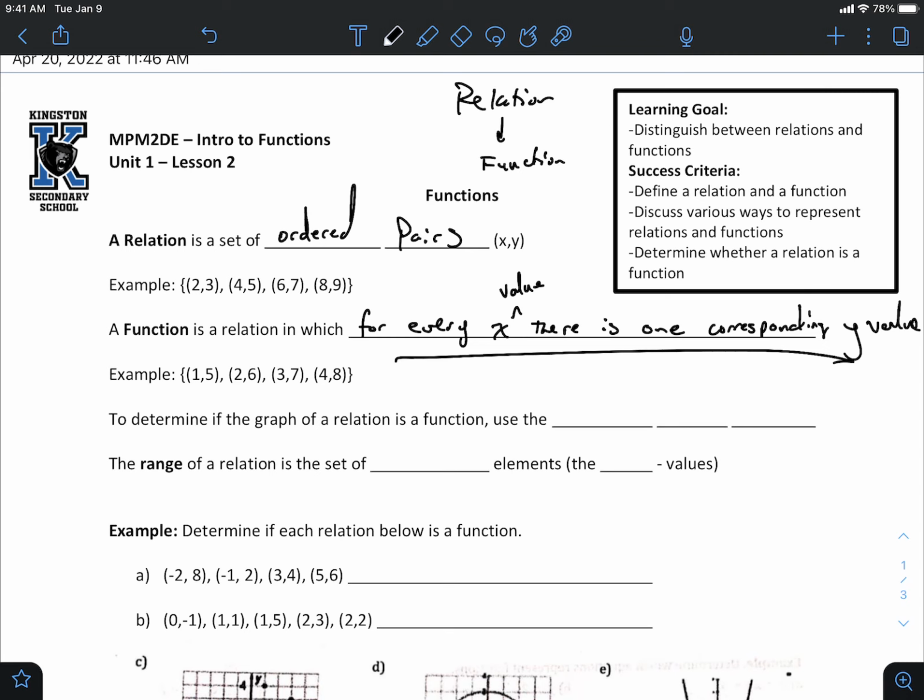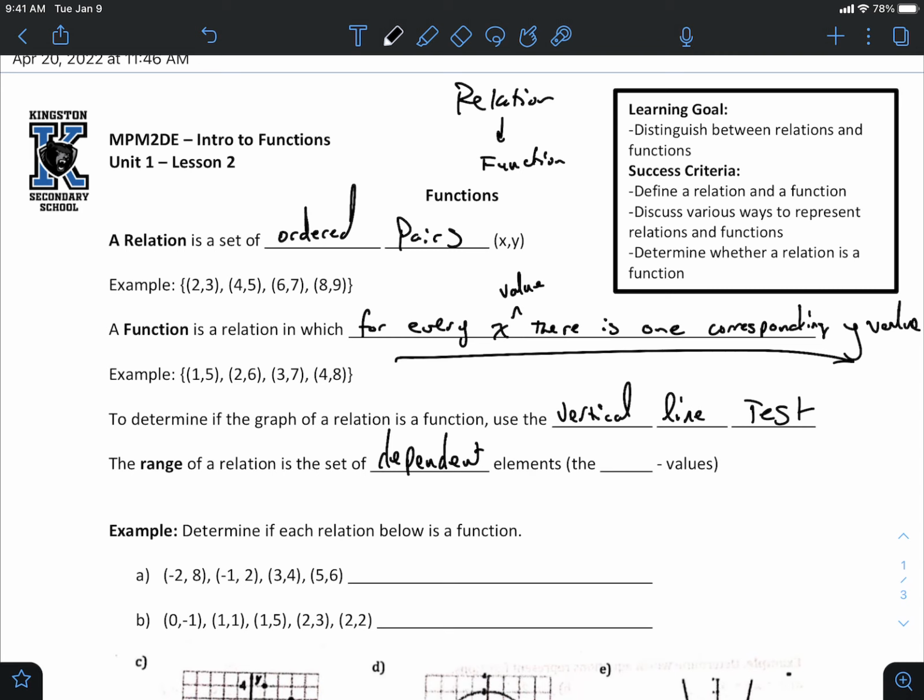Okay, so to determine if the graph of a relation is a function, we're going to use what's called the vertical line test. Okay? And then underneath there, I suppose, I'll write under the range of a relation is the set of, I'm going to use some other terminology that you probably would have seen in grade 9, dependent elements, okay?